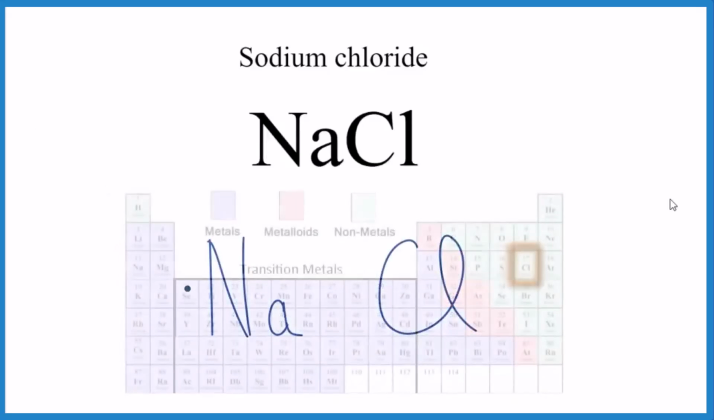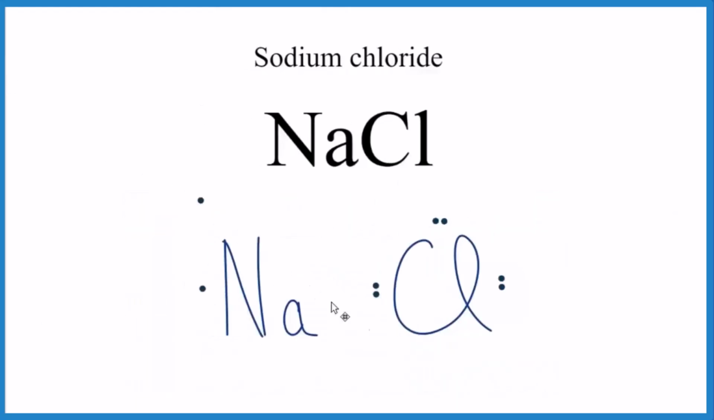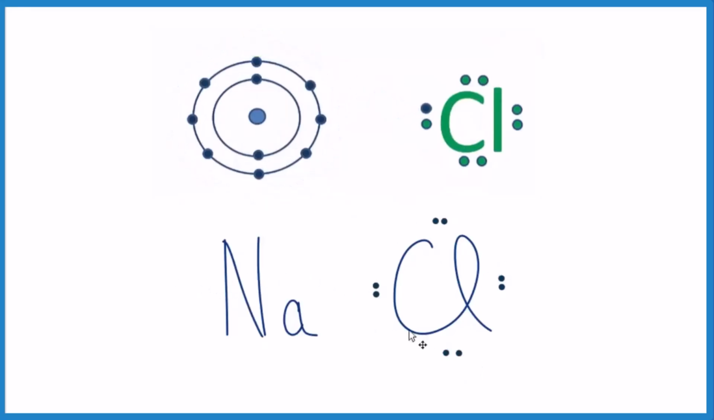Chlorine, that's in group 17, sometimes called 7A. It has 7 valence electrons. We said that in ionic compounds, the metal will transfer its valence electrons to the nonmetal. So we have the 1 valence electron here, and we'll transfer that to the chlorine. And when we do that, the chlorine now has 8 valence electrons. It has a full outer shell, called an octet, which is very stable.